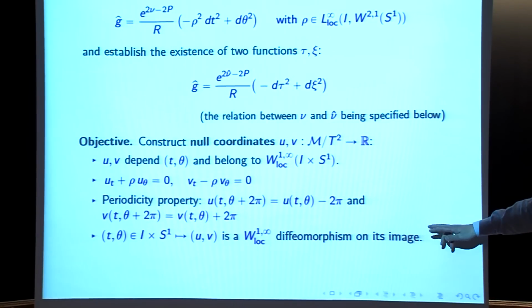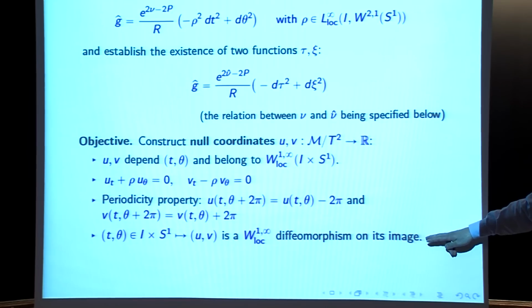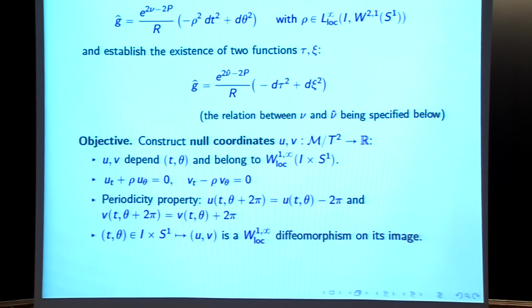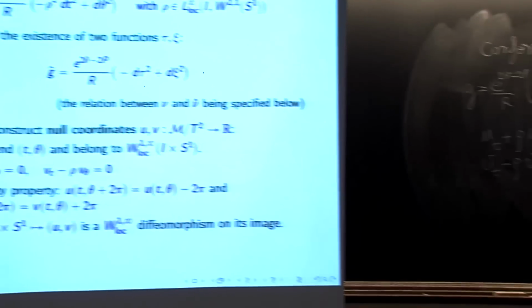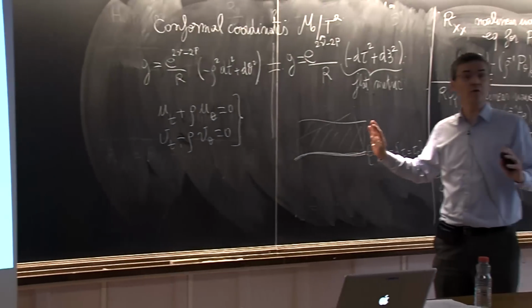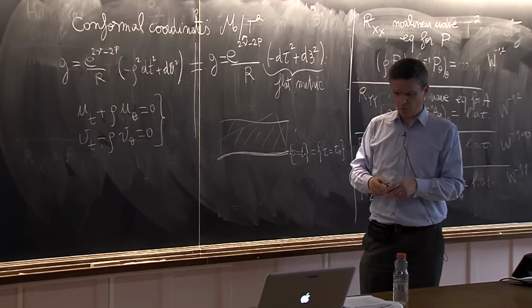And also, the regularity that we expect is that this mapping (u, v) is only W^{1,infinity}. And this should be a diffeomorphism, or at least on the image, because we will not map the whole region. We will map a neighborhood of the initial slice, which is enough for the construction of these coordinates.